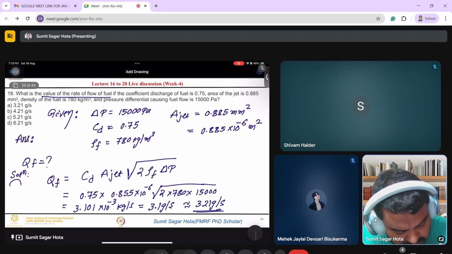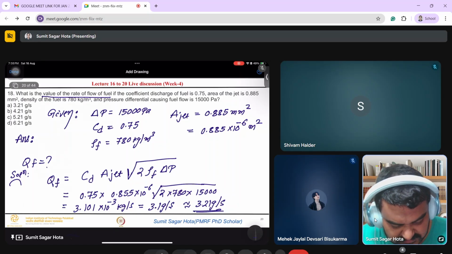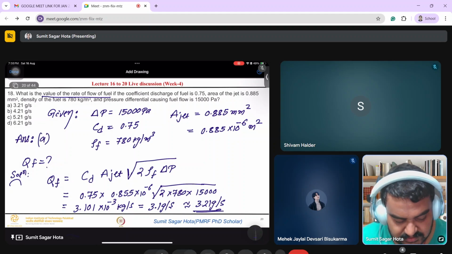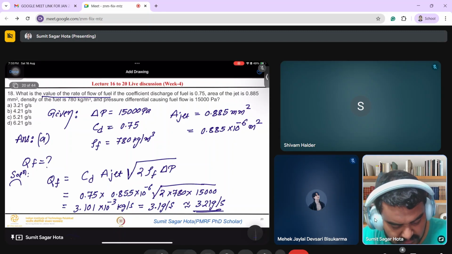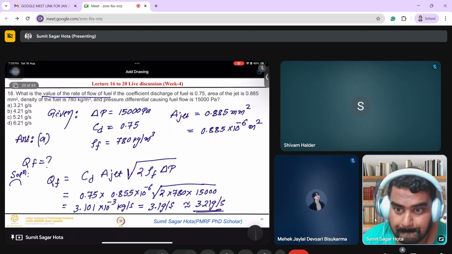Maybe they didn't consider some of the decimal places. Maybe if we consider all the decimal places, this is the correct answer, 3.1. If you don't consider all decimals, then maybe 3.21 will be your answer.